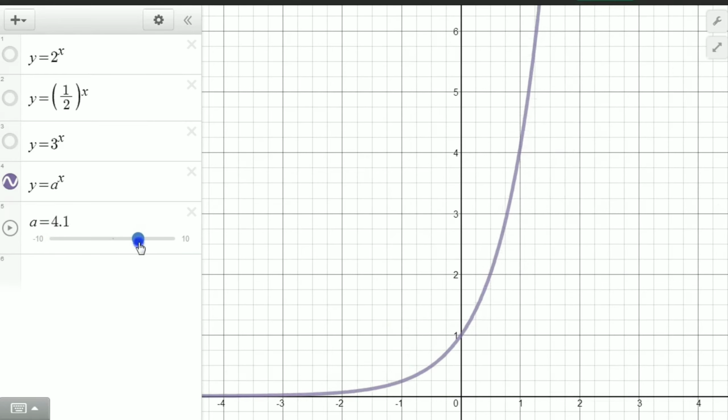Let's have a look at 4. Obviously when x is 1, y is 4. If the base was 5, it'll go through 1, 5. If the base is 6, it'll go through 1, 6. If the base was 2.5, it would go through x equals 1, y equals 2.5, which would go through there.